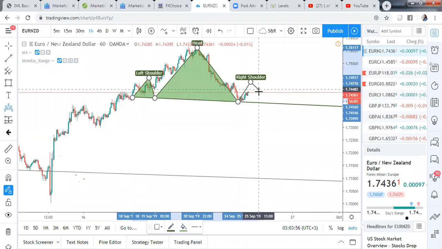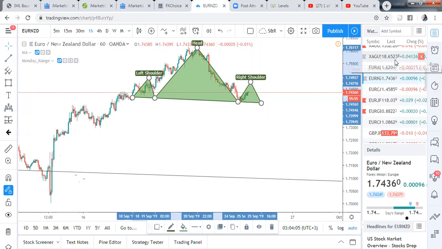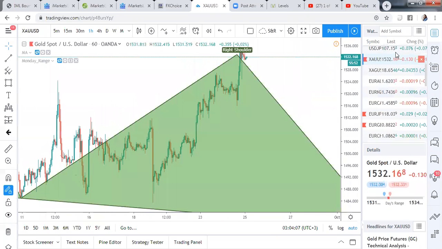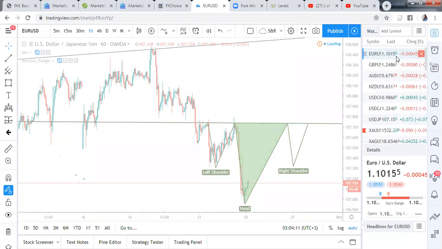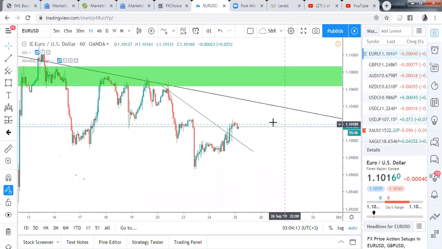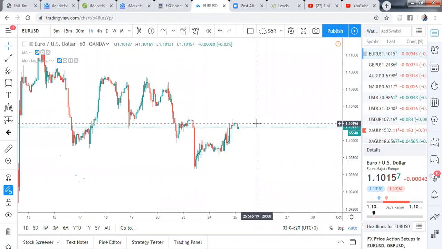Looking like the right shoulder got firm now, and then boom, your NZD can be a sell. Coach told me that I could find at least 6. We already got one with gold. We got USD JPY. Let's go through them together. How many do we have? We have one forming with Euro USD because we got the left shoulder, the head, and the right shoulder forming. So we could look out for that this week.